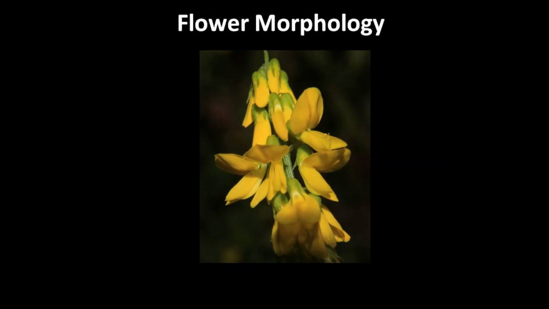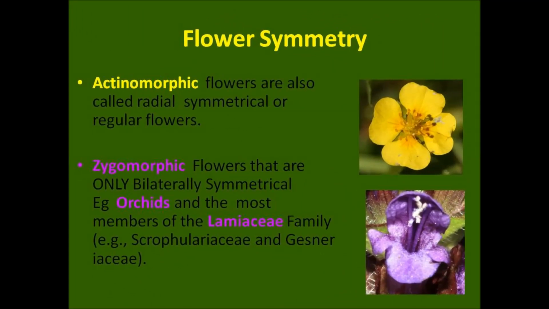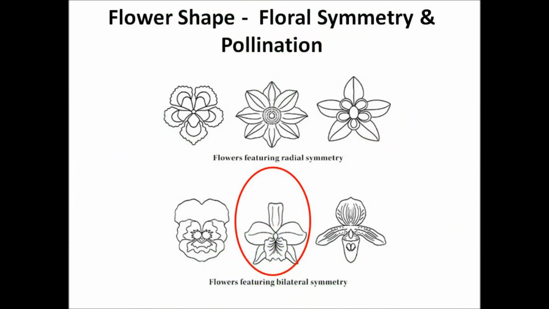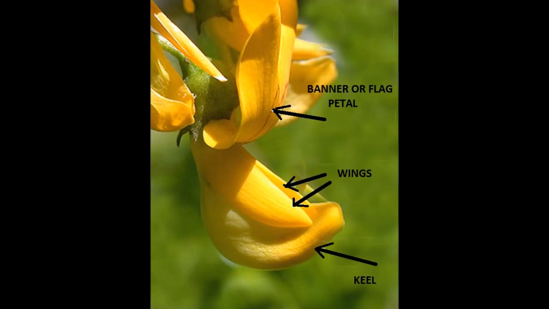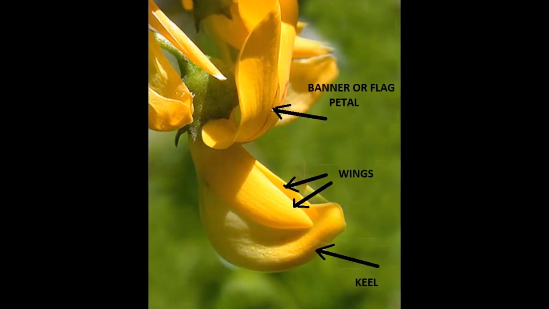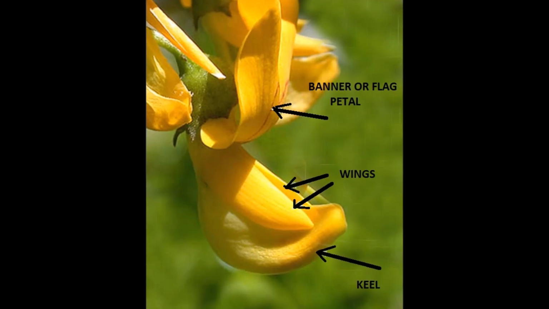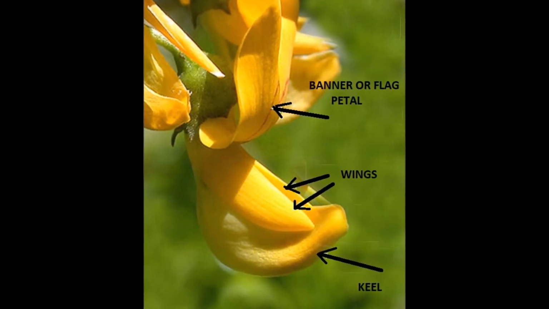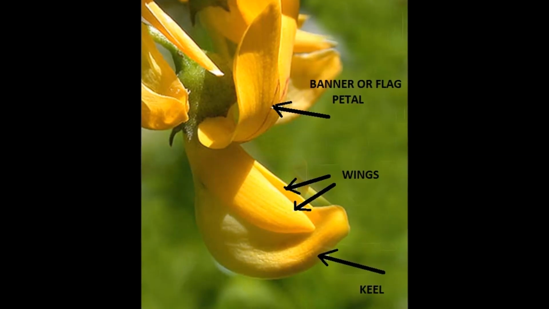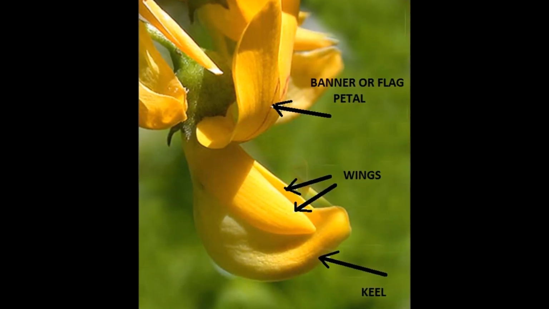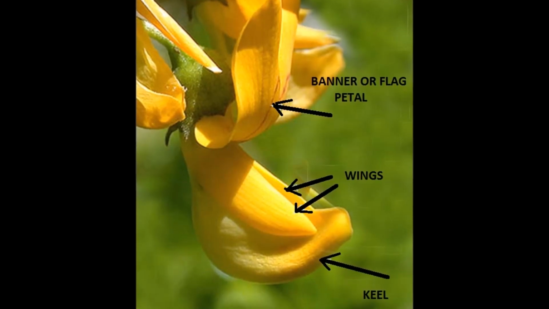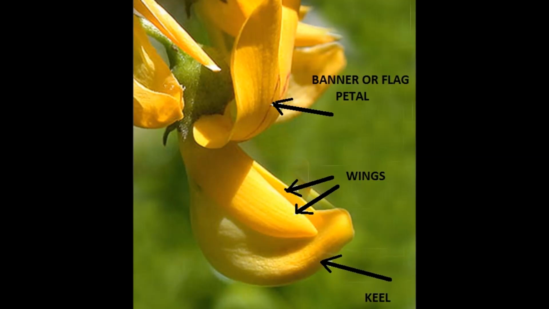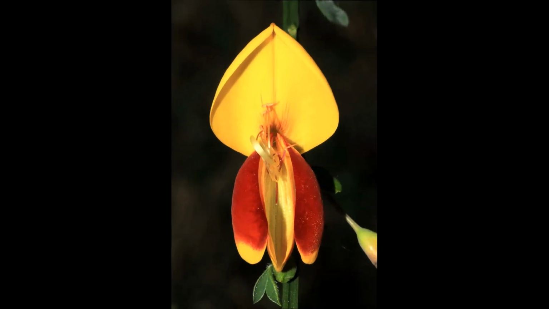Turning now to the flower morphology of these pea-like flowers, which are only symmetrical in one plane, i.e. bilaterally symmetrical, which means they are zygomorphic. Typically the Fabaceae have 5 petals arranged in a characteristic form. The flower is composed of one upper large petal known as a banner or flag petal and 2 side petals known as wings. The lower keel contains 2 fused petals forming a tube, within which there are 10 anthers and 1 style. The ring of sepals or calyx also forms a small tube.